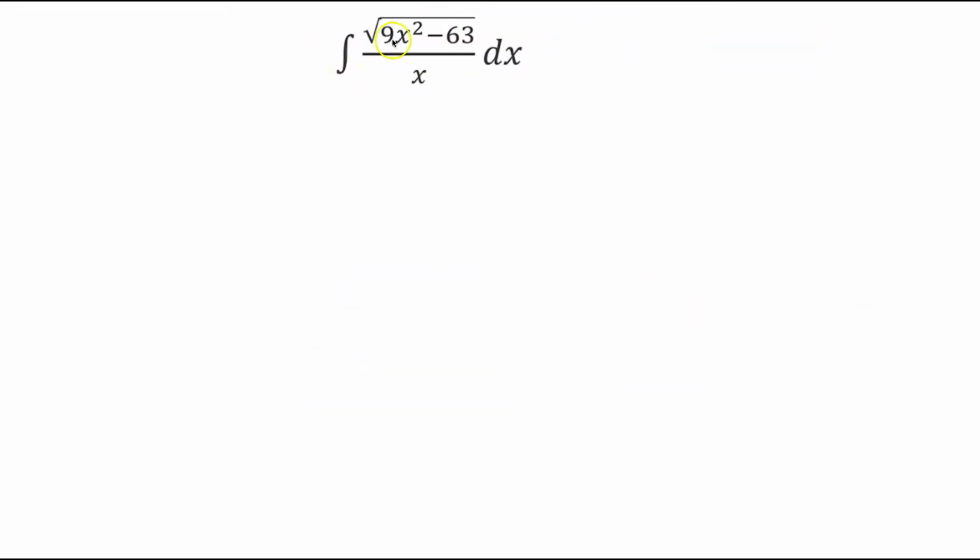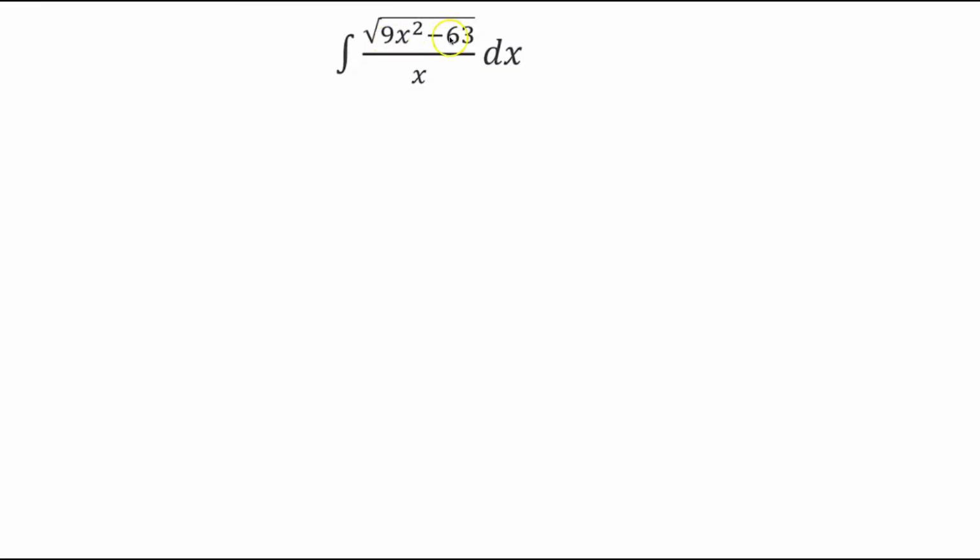Let's integrate the square root of 9x squared minus 63 all over x dx. On this one, if we tried u substitution and let u be 9x squared minus 63, the derivative is 18x, and we don't have an x, we have a 1 over x, so that's not going to work. We're going to move forward with a trig sub, especially because we see these two terms underneath the radical, 9x squared minus 63. We do have a 9 in front of the x squared, and we can deal with that in a couple different ways.